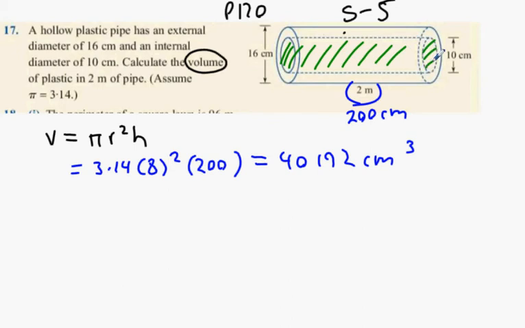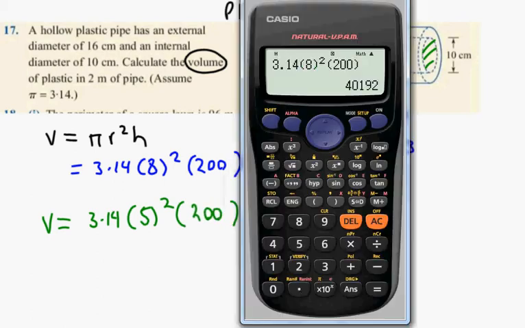So what I'm after right now is this little green area in here. Okay, so same as last time, the volume of the green pipe would be pi, which is 3.14. Radius this time: the diameter's 10. What does that make the radius then? 5. And the height, the length, still 200. So 3.14 multiplied by 5 squared multiplied by 200, and what we're going to get here is 15,700.